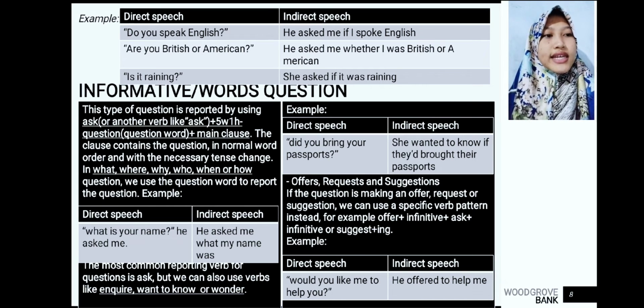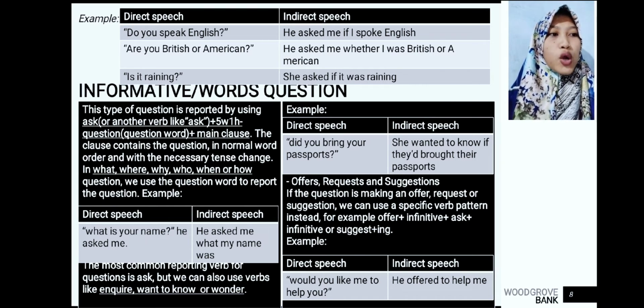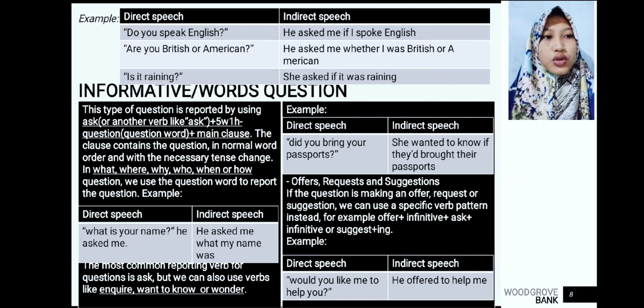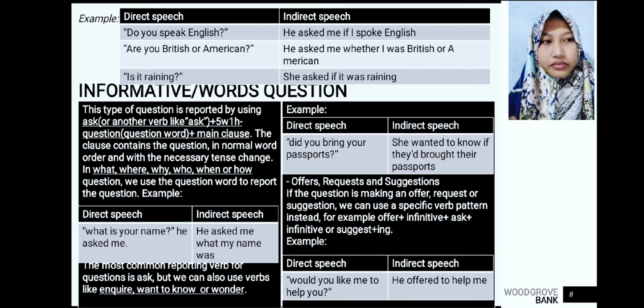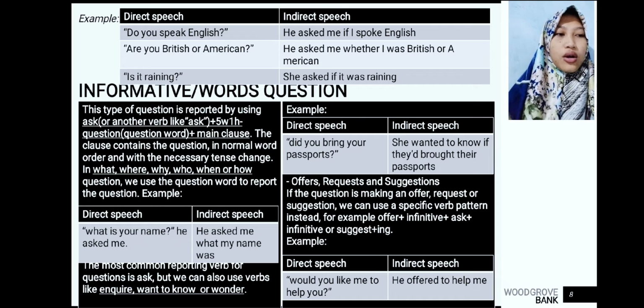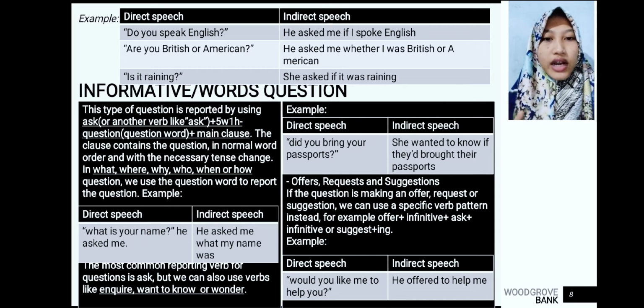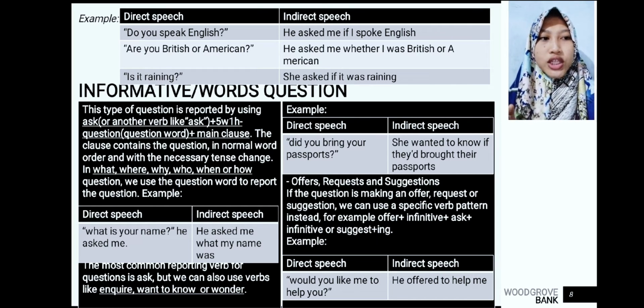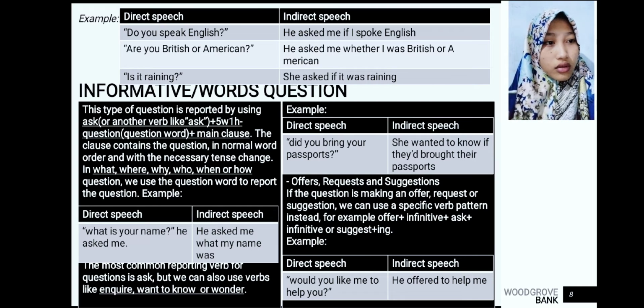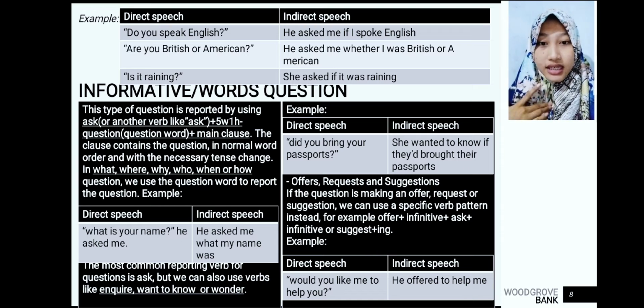If the question is making an offer, request, or suggestion, we can use a specific verb pattern instead. For example, offer plus infinitive, ask plus infinitive, or suggest plus ing. For example: "Would you like me to help you?" becomes "He offered to help me."